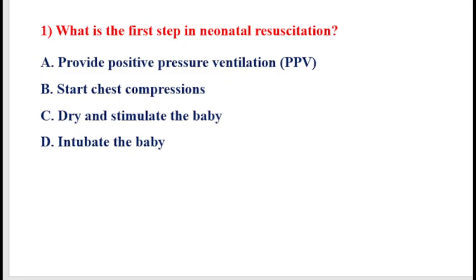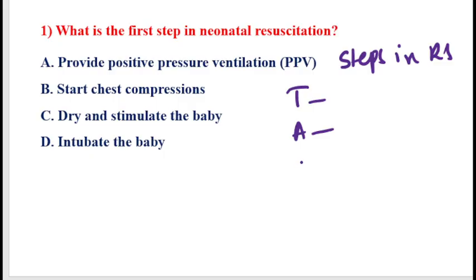Okay, see here, what are the steps involved in neonatal resuscitation? The steps are, first one is maintenance of the temperature. Then airway establishment, then breathing, then circulation. So the first step is temperature, maintenance of temperature of the baby.